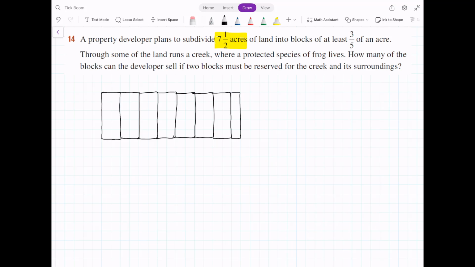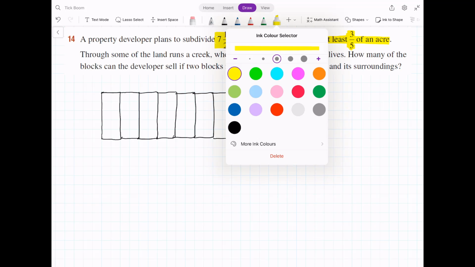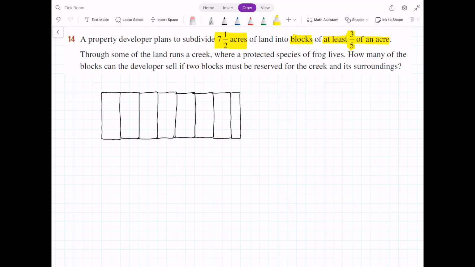And we're told that we're going to break it up into blocks. And each block will be at least 3/5 of one of those acres. So 3/5 of an acre. At least. So it could be more, but at the very least, we're going to have 3/5. So if I come down here and highlight this, that's basically 3/5 of one of the acres. So a block needs to be at least that big. So there's one possible block.